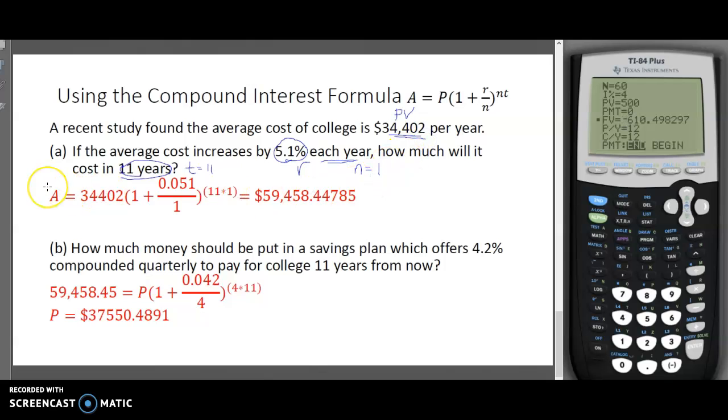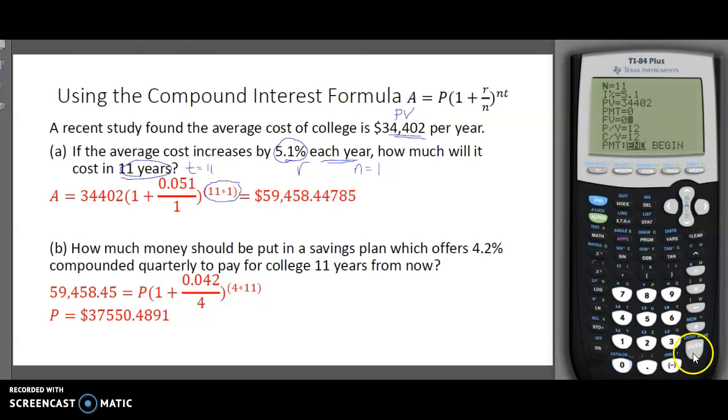So I put it in the formula. Now let's go to our calculator. Now our N will be the years times how often it's compounded. And since it's done annually, all we have here is 11. My interest rate is 5.1. And remember, we put our interest rate in the app without changing it to a decimal. My present value is 34402.